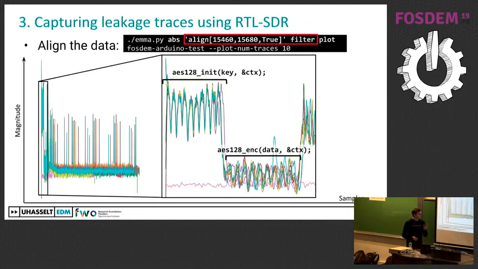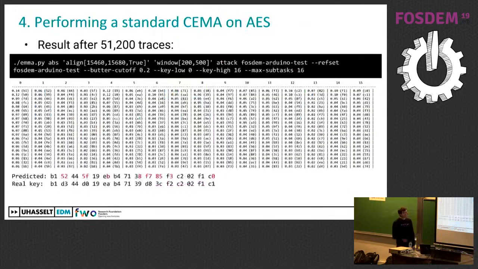So now we're ready to actually perform our attack. And if you implement the SEMA attack that I discussed earlier, then after 51,200 traces, you can also do this with EMMA, you will get a table of correlation results, and the key byte with the highest correlation will be listed at the top. So in this case, it correctly predicted that the first byte is B1.